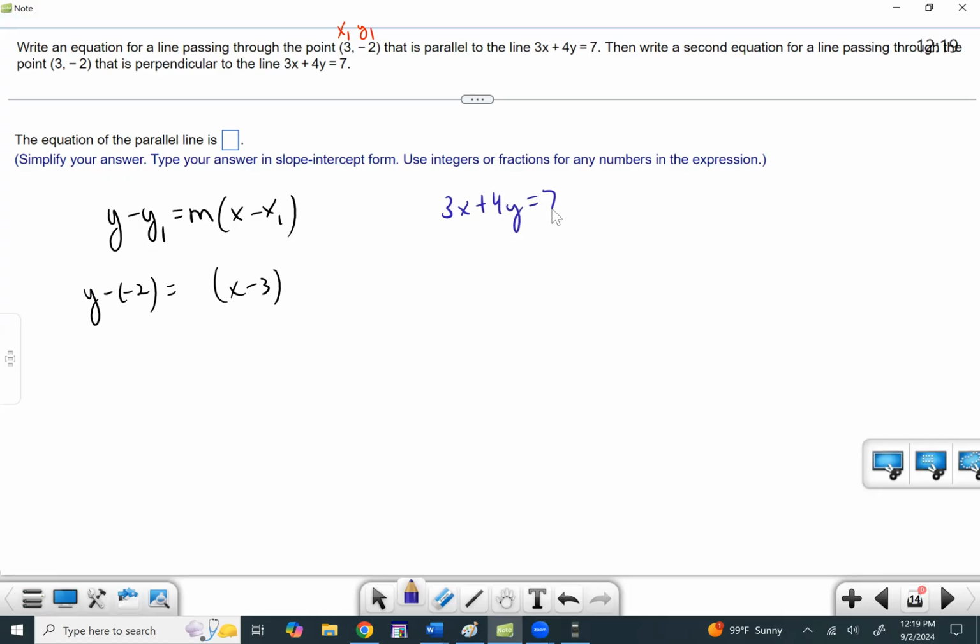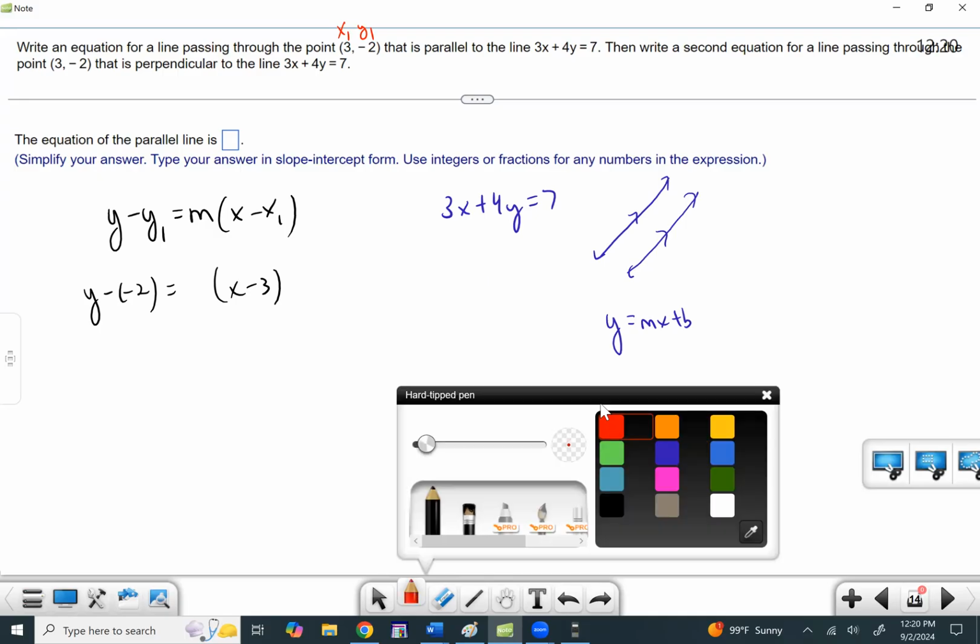Now we want to be parallel to this line. Remember, if you draw some parallel lines, you can clearly see that these two lines have the same amount of slope. They're slanting the same degree. So parallel lines have the same slope. If I could find this line's slope, then I know that this line will have the same slope. So how do we find the slope of the blue line? If we can get it into y = mx + b, with the y by itself, then we know that the slope will be the number in front of the x.